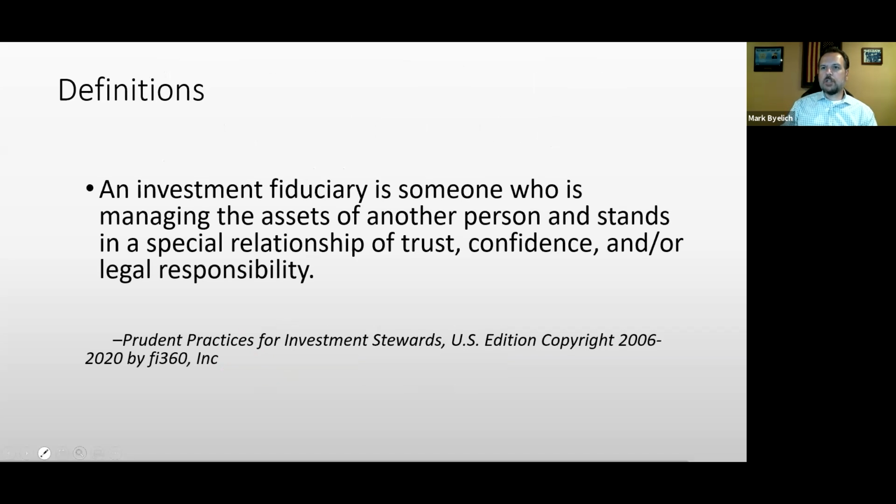Okay. So, what is a fiduciary? An investment fiduciary is someone who is managing the assets of another person and stands in a special relationship of trust, confidence, and or legal responsibility. And you'll see I cite here exactly where that comes from. It's a booklet published by FI 360 called Prudent Practices for Investment Stewards, and then the copyright.